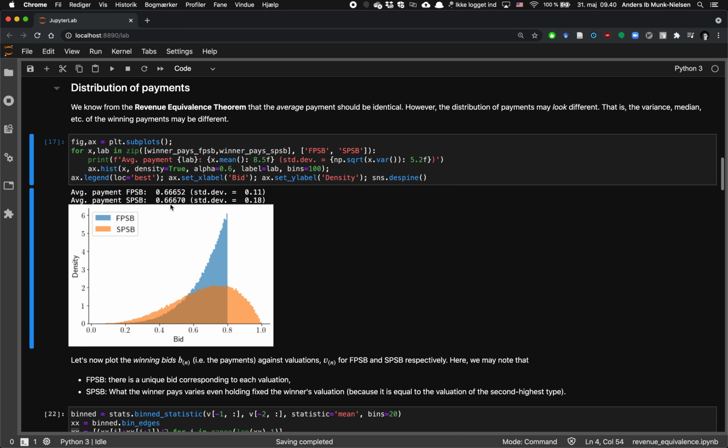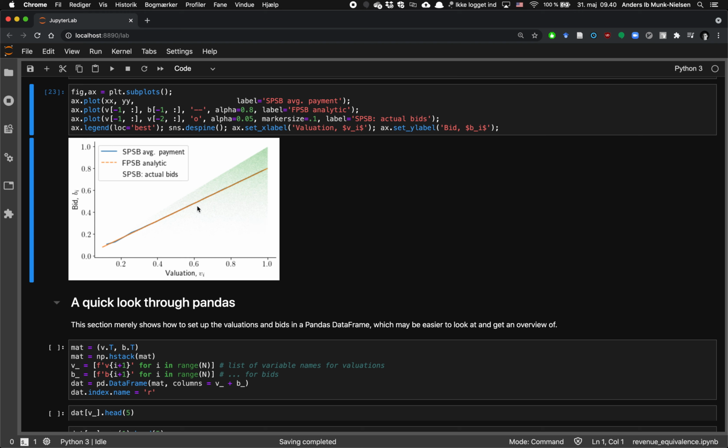That result does not just hold when we take the overall average of those two vectors, it also holds if we chop up the data set into bins of the valuation.